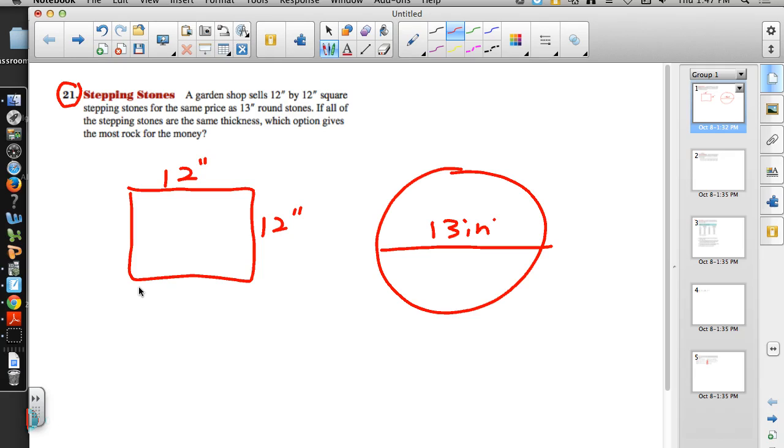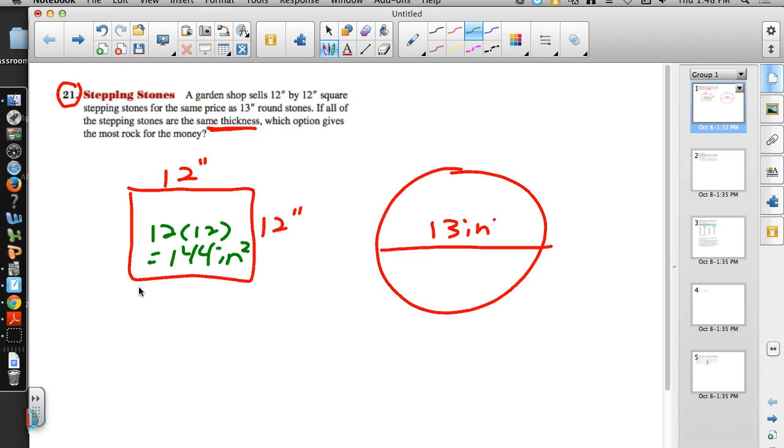Now, this is not going to be three-dimensional because it says the same thickness. That means this is just like the example we did in class where we were talking about the pizza, which one was the better buy. So for the square stone, we just take 12 times 12, length times width, or in this case side squared, and that will get us 144 square inches of rock.